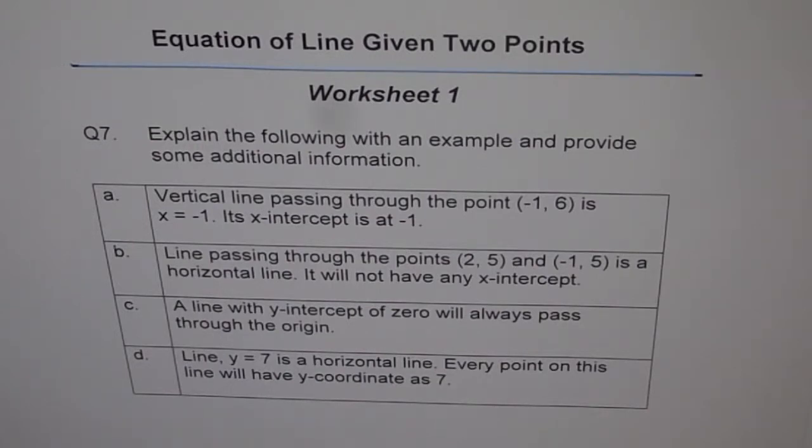Important thing here which we learned is that there is an exception to this rule. A vertical line has undefined slope, and therefore it cannot be represented by y equals to mx plus b, because m, the slope, is undefined. So we cannot use this equation to represent a vertical line. Equation of the vertical line is x equals to a number a, where a is the number which is common in all the x coordinates of the points on the line. So a is also the x-intercept of the vertical line.